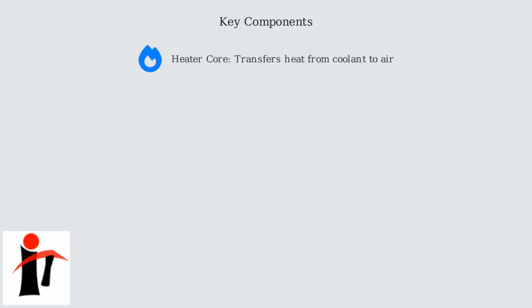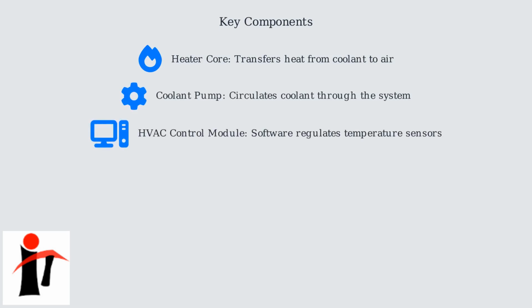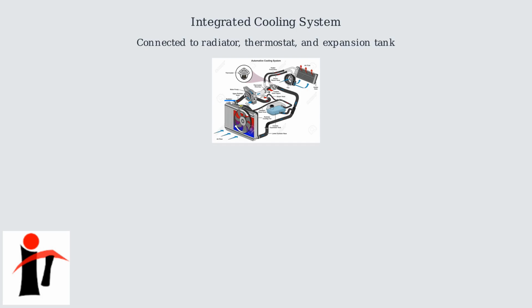Key components include the heater core, which transfers heat from the coolant to warm the cabin air. The coolant pump circulates the fluid through the system, and the HVAC control module is the software brain that regulates temperature sensors and actuators. The system integrates with the vehicle's overall cooling architecture, including the radiator, thermostat, water pump, and coolant expansion tank. This ensures proper heat exchange and prevents overheating.